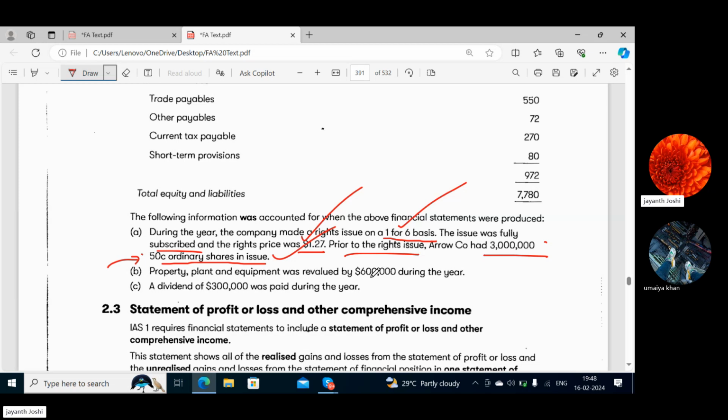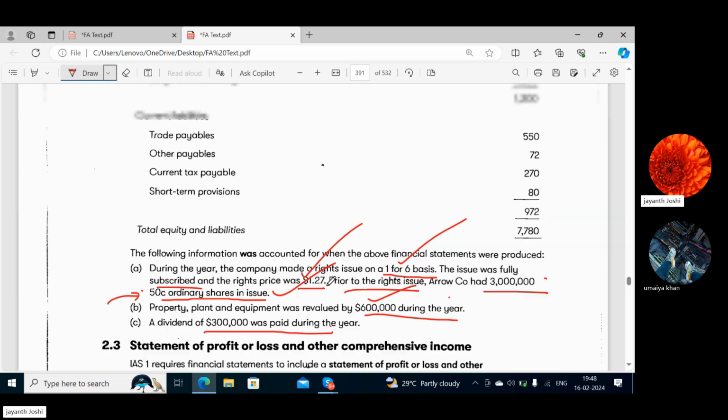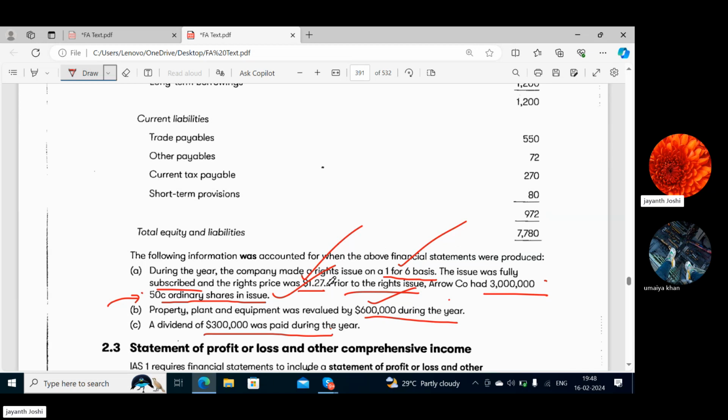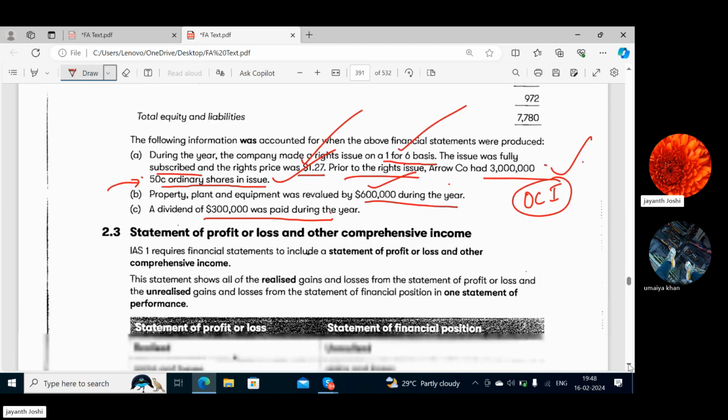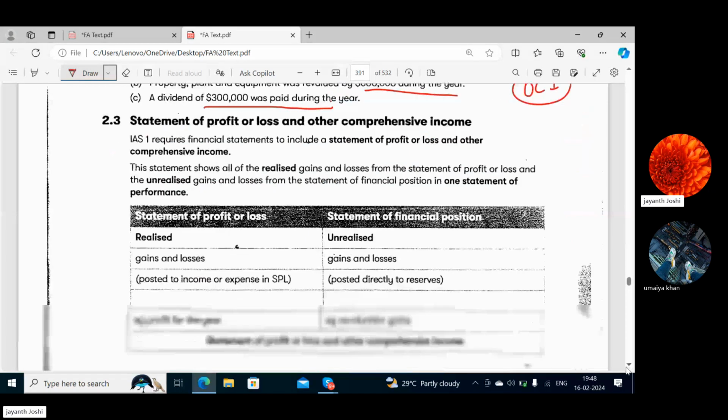Property, plant and equipment was revalued by this much during the year. I told you where it should be shown, and a dividend of this much was paid during the year. So where will this revaluation gain be coming? This will be coming in the other comprehensive income section. Am I right? Yes, sir. Now let's solve this question. I have already explained to you about realized and unrealized gains and profits, and where they would be coming.